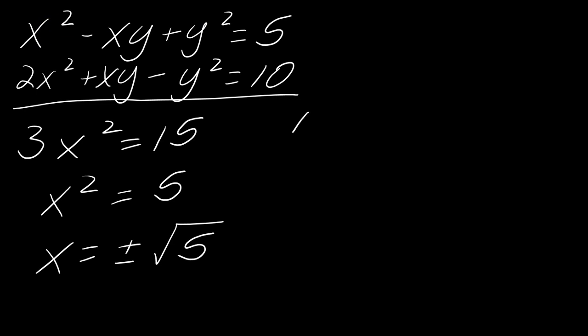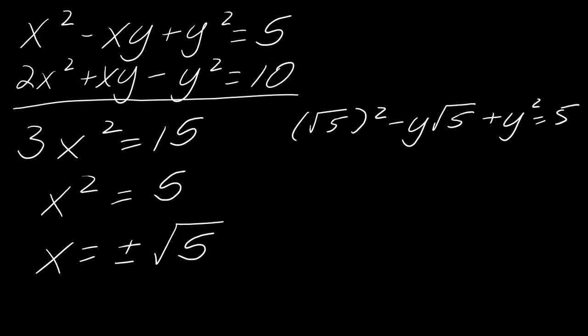So I'm going to have the square root of 5 squared minus, let's call this y times the square root of 5 just so I don't get confused, and then plus y squared equals 5. So here's the equation that I'm left with that I want to solve. Now the square root of 5 squared is just going to be 5.